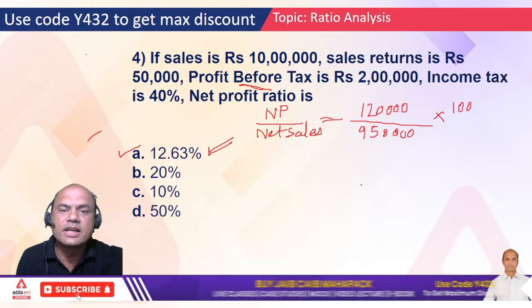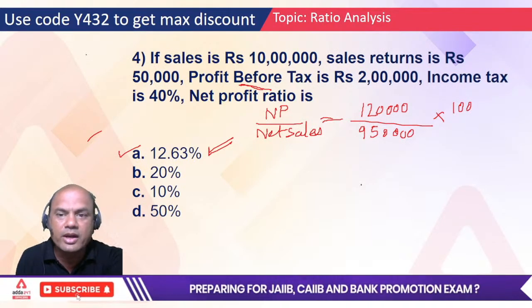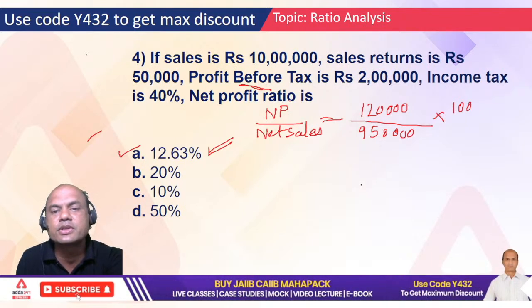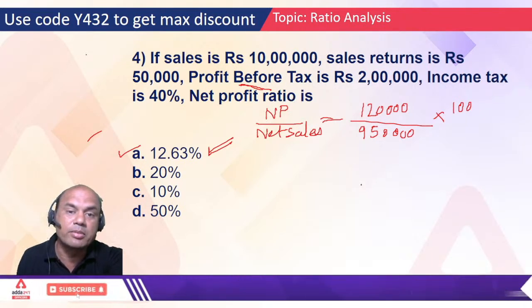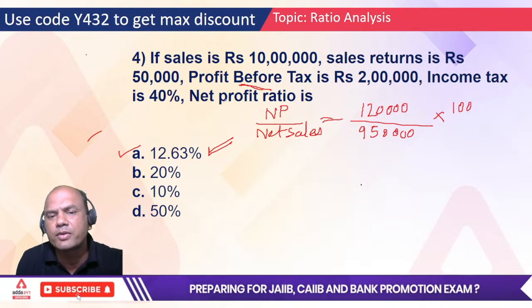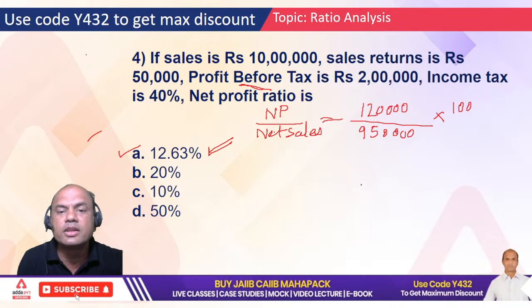Next. If the sales is 10 lakhs, sales return is 50,000, profit before tax is 2 lakhs, income tax is 40%. So what is the net profit ratio? What is the meaning of net profit ratio? NPAT, net profit after tax upon net sales.